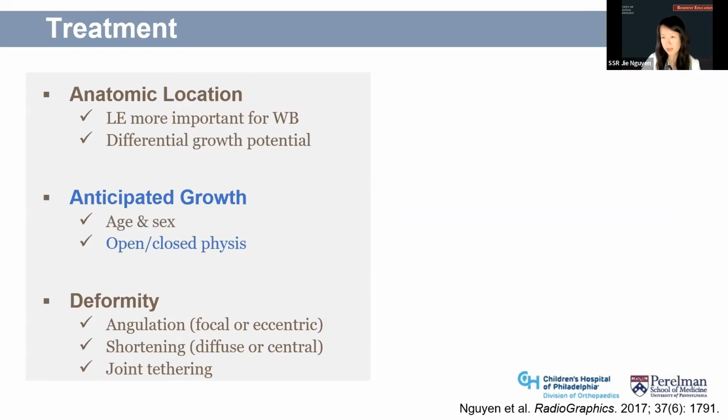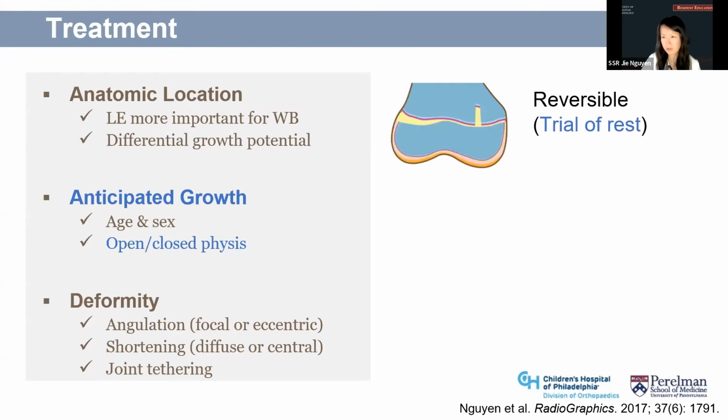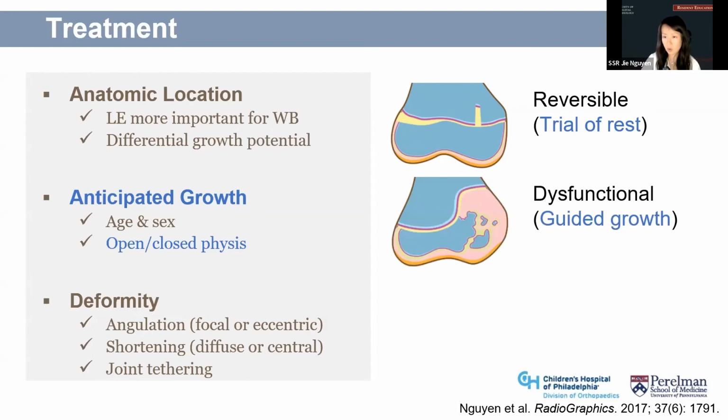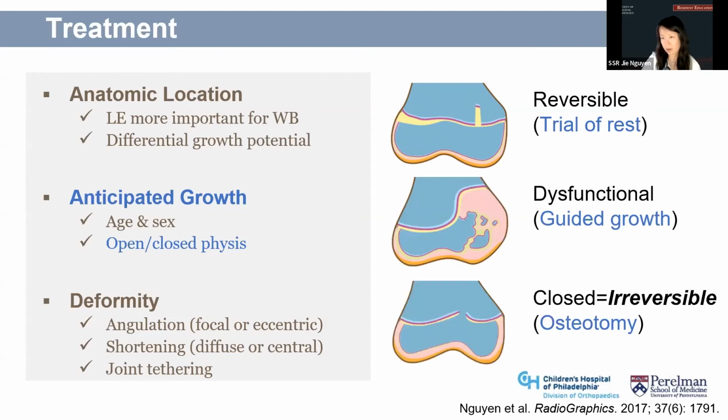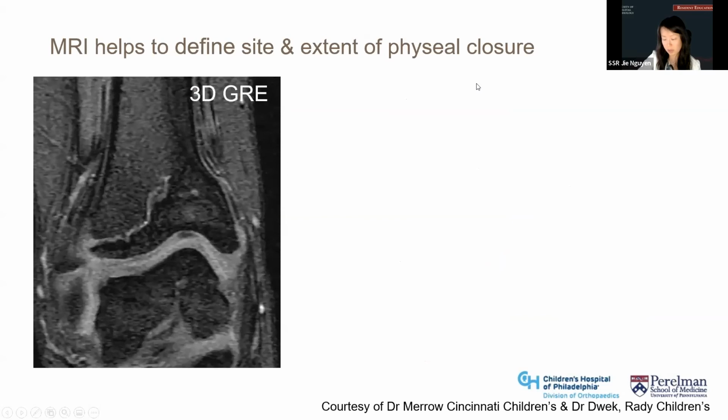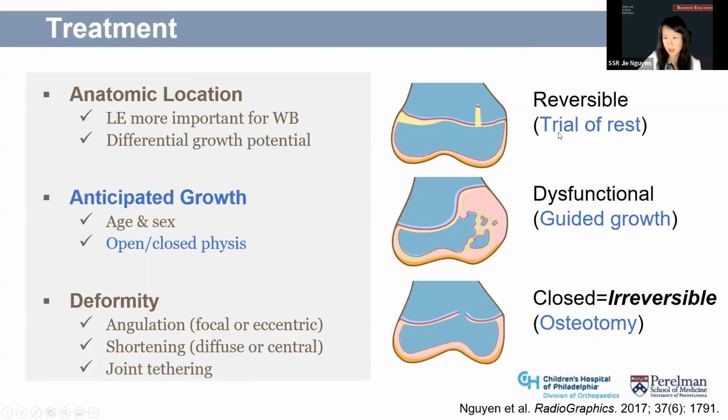The other component is, after the injury, is the physis still open or closed? And so the three examples we had, it's reversible. You can have a trial of rest. And then with some dysfunction, if you see the growth plate, then there's still hope. However, if it's completely closed, it's irreversible, right? There's no need to wait because nothing's going to happen.